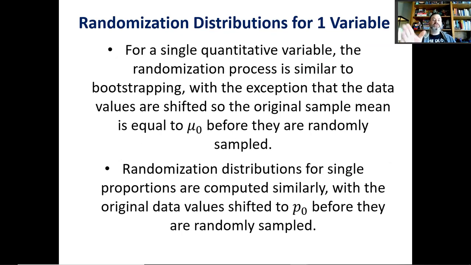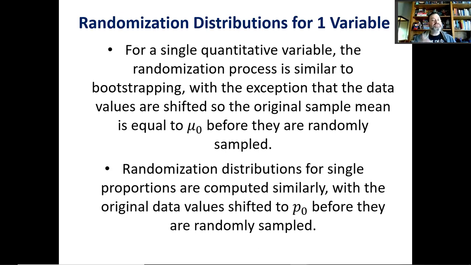This is what I just described. For a single quantitative variable, the randomization process is similar to bootstrapping with the exception that the data values are shifted so the original sample mean is equal to mu0 before they are randomly sampled. Randomization distributions for a single proportion are computed similarly with the original data values shifted to p0 before they're randomly sampled.